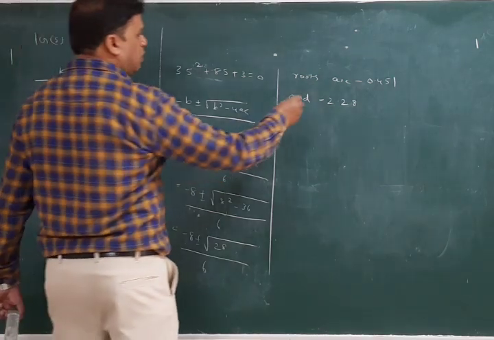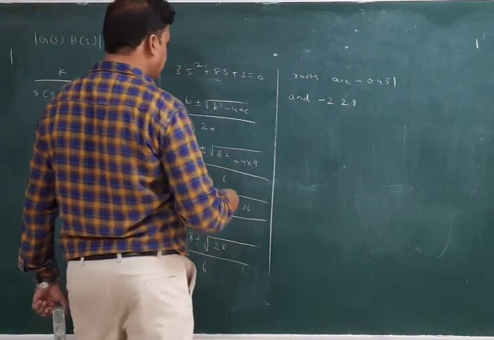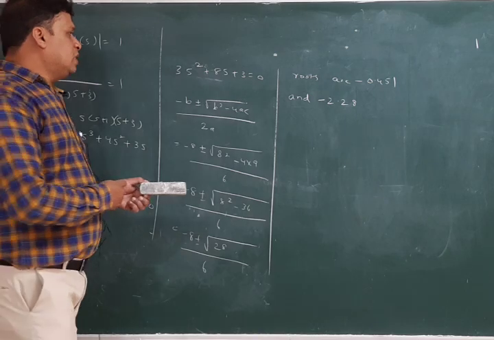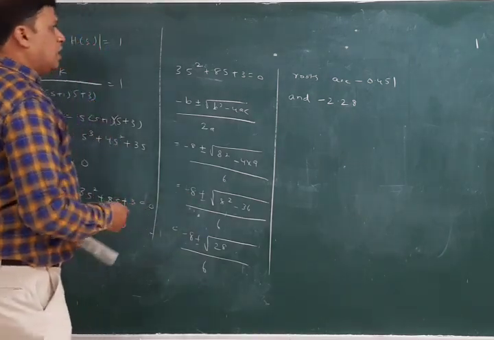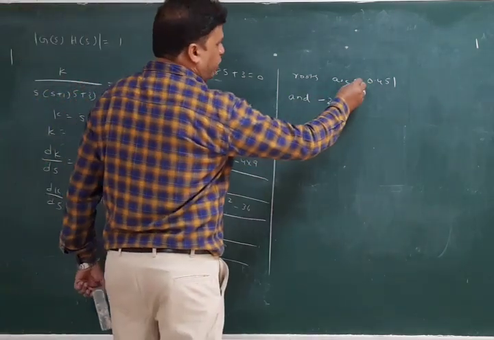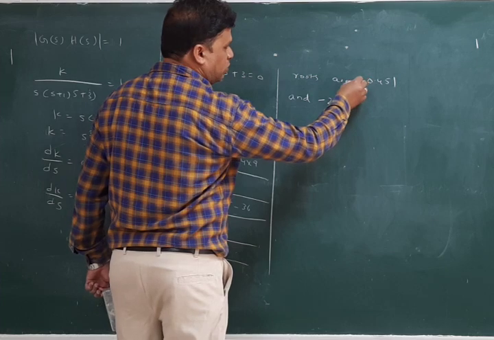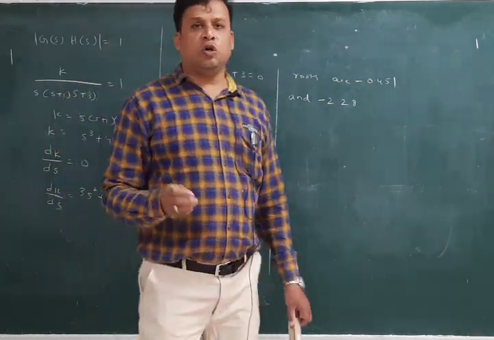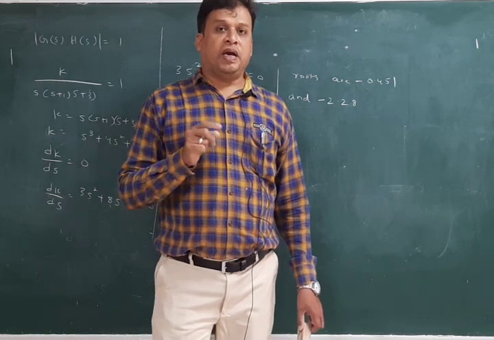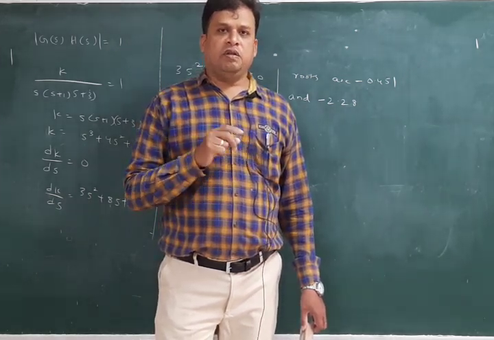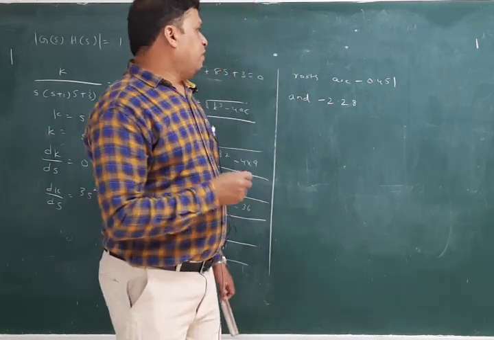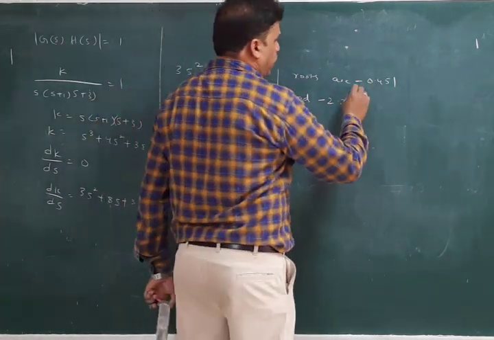By these values we can say where the breakaway point lies. The breakaway point is minus 0.451. Why? Because we have seen that the root locus is from 0 to minus 1 and from minus 3 to infinity. In between minus 1 and minus 3 there is no root locus. So we can plot the breakaway point at minus 0.451.